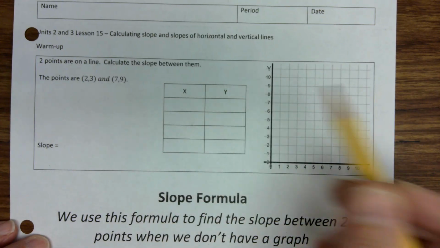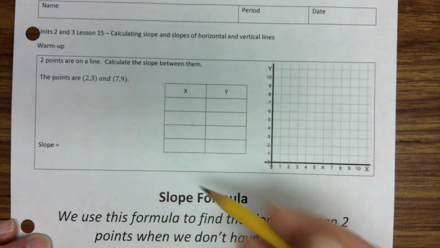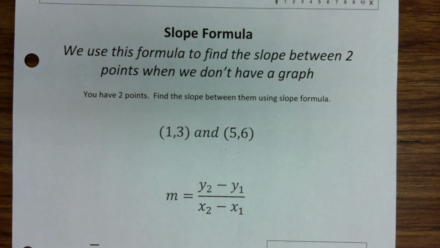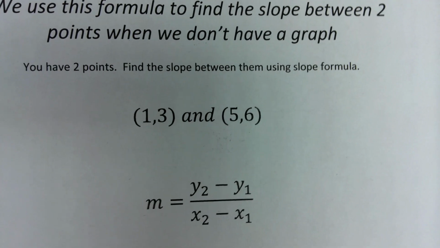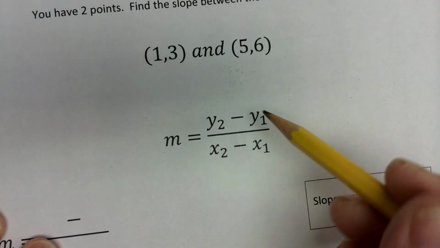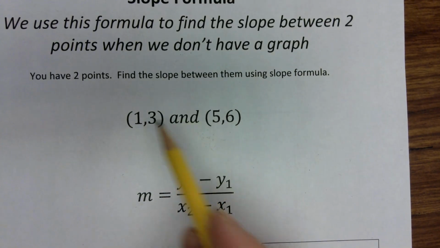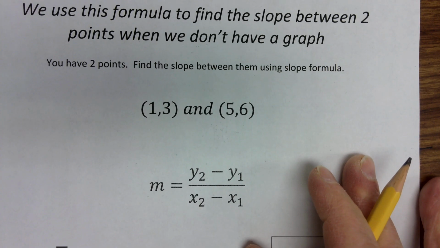We could also do it with a table. This method is more similar to using a table. We're going to be using that same idea of subtracting to find the difference between the vertical change and the horizontal change, but it's like a formalized formula, if that makes sense. So the idea here is we have these 2 points, and we're going to find the slope between them using the slope formula.